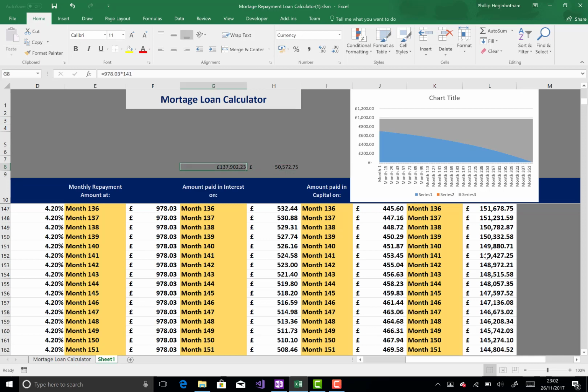You're just going to be paying off the interest. You're not going to be paying off any of the capital until after halfway through the mortgage, then eventually you'll start paying off more of the capital than you are paying off in the interest. So just bear that in mind.